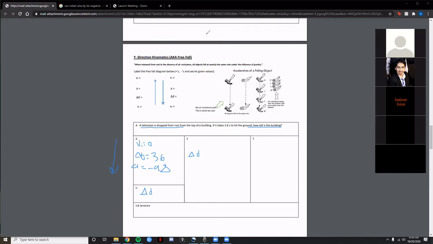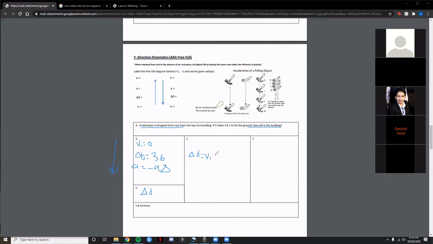Hello? Can you hear me? We can hear you. Sorry, my internet was bad. Would we have delta D be negative? We would come to that bridge when we come to that bridge. It'd be positive in this case because it's asking for the height of the building and not how far the television fell. Yes, we always have to look at the context.